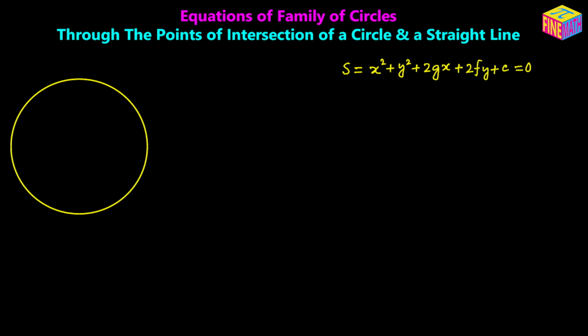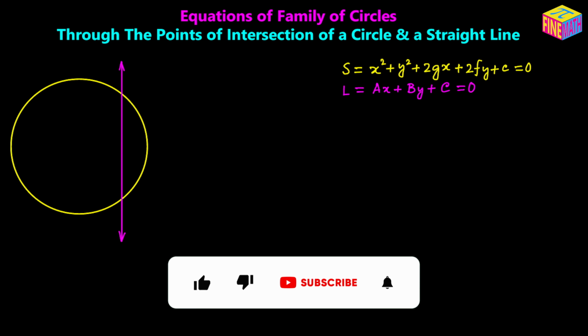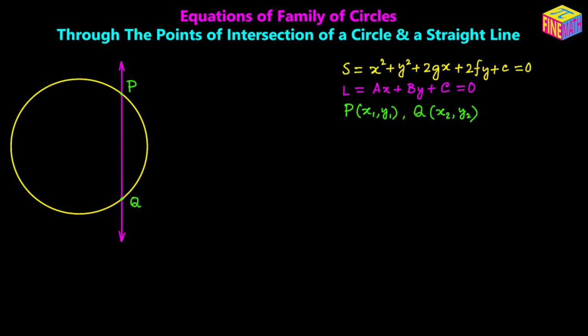Hi everyone, in this video we are going to see how to find the equation of a family of circles that go through the points of intersection of a circle and a straight line. Let's suppose you have a circle like this, and a straight line like this which intersects the circle at 2 points P and Q. Let's suppose the coordinates of the points P and Q are like this: P's coordinates are x sub 1, y sub 1 and Q's coordinates are x sub 2, y sub 2.